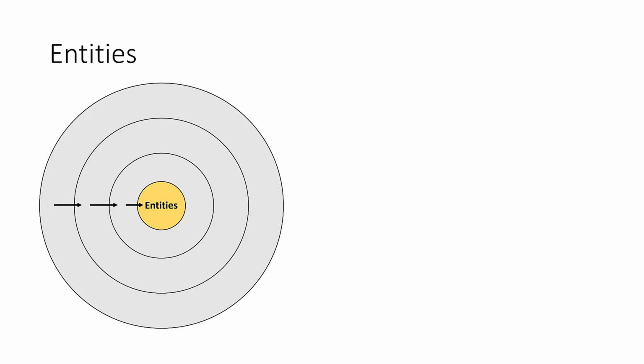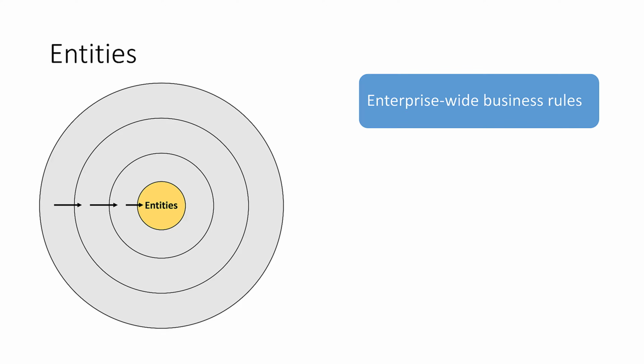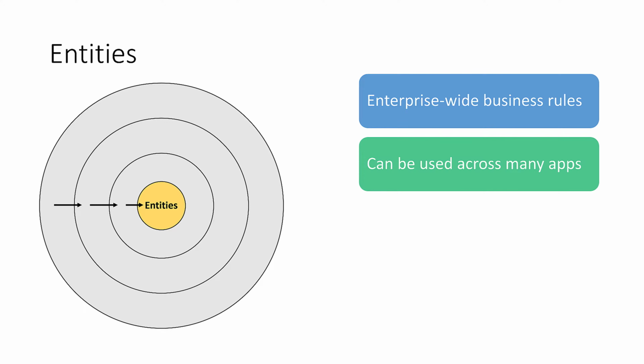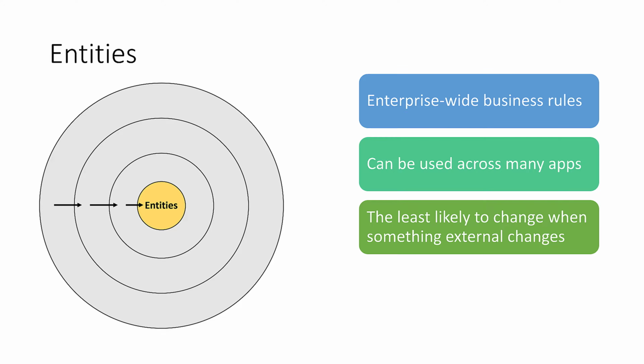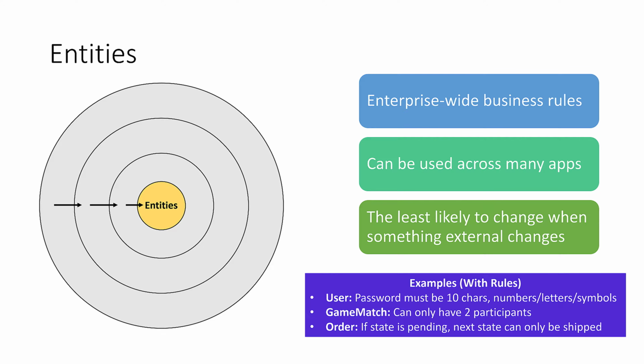So let's go into the first circle here, which are the entities. So what are these entities? These entities are the ones that define enterprise-wide business rules, right? So they're rules that apply to the entire organization, and these can be used potentially across multiple applications, and they are the least likely to change when something external changes, right? Here are a few examples of what could be entities, like user, game match, or org. Now let's jump into the code and see where these entities actually fit.